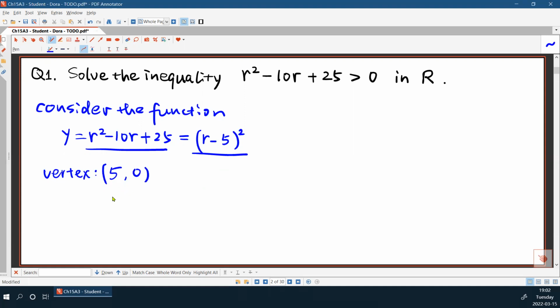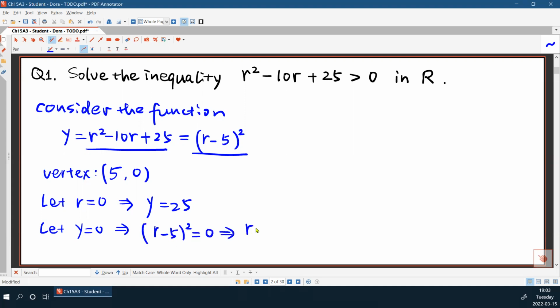So our transformation here is done, and we know that the coordinate of the vertex is 5, 0, right? And next, in order to sketch it more accurately, we can find its y and x intercepts. In order to find its y-intercept, we can let r be 0. If r is 0, we can put it here, right? That means y is 25. Next, we can let y be 0 to find its horizontal intercepts. If y is 0, that means r minus 5 squared is 0. That means r is 5, right?